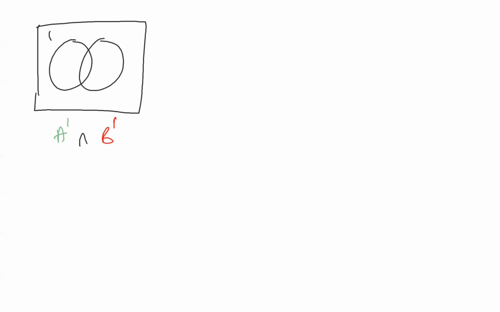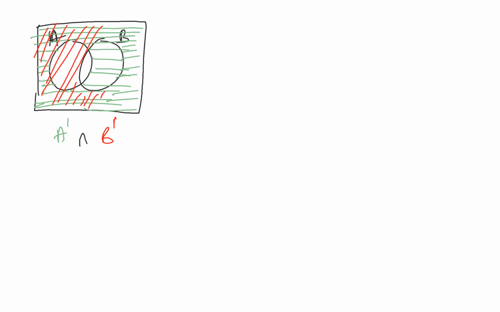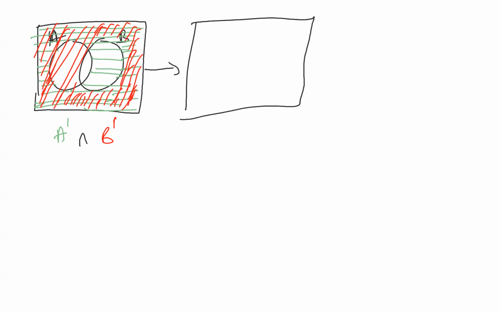So A and then B. We found A complement to be everything outside A, but within the sample space. And we found B complement to be everything outside B, but within the sample space. So what's the point of the intersection then? The point of the intersection is the point where the red and the green lines are meeting. Okay, so A and then B. The point where the red and the green lines are meeting, that point is here. This is the area.